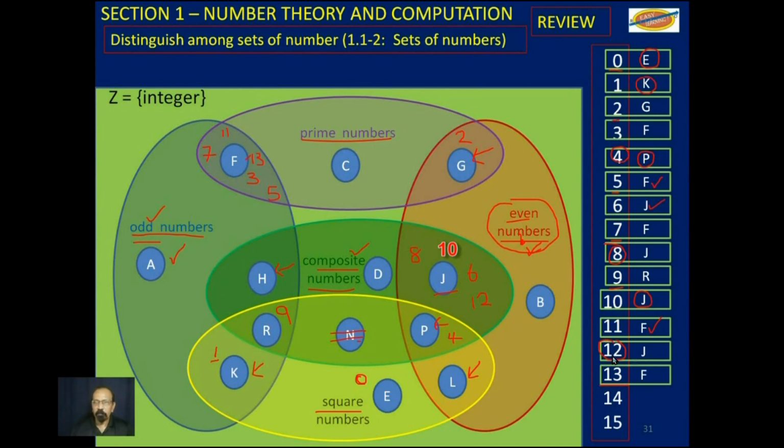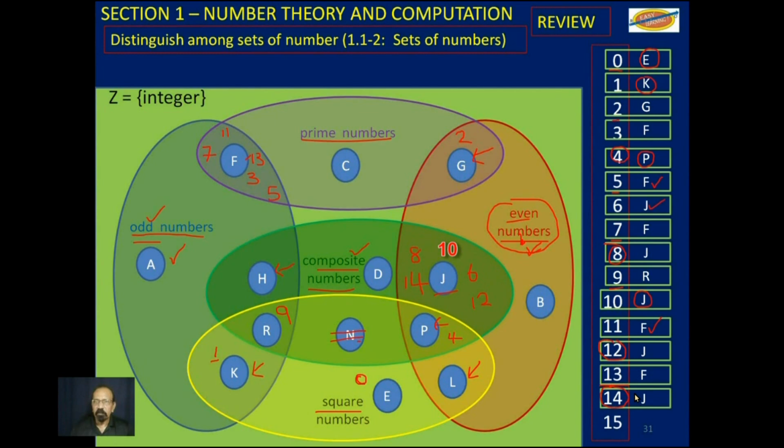2 more to go. 14. 14 is an even number, so it has to fit in this red oval here. Is it square? No. Is it composite? Does it have more than 2 factors? Yes. You have 1, 14, you have 2 and 7. Therefore, 14 will be even and composite. We fit that here at J.